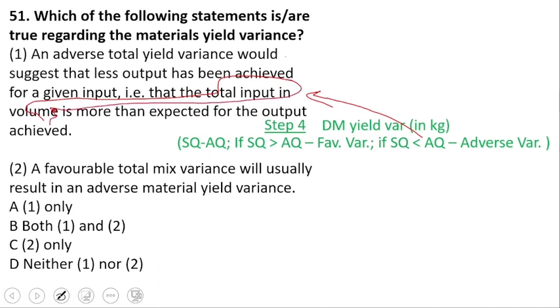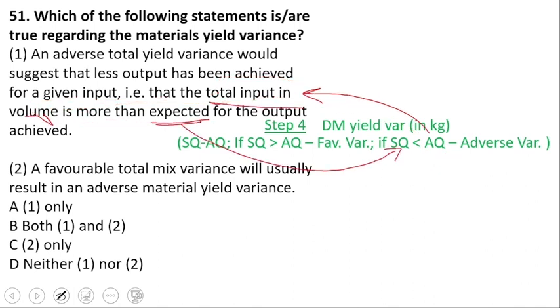What is the total input in volume? That's nothing but the actual quantity. That is more than what is expected. What do you mean by expected? Expected is nothing but the standard quantity. So this is exactly the reason for an adverse material yield variance. That is when the actual quantity exceeds the standard quantity.